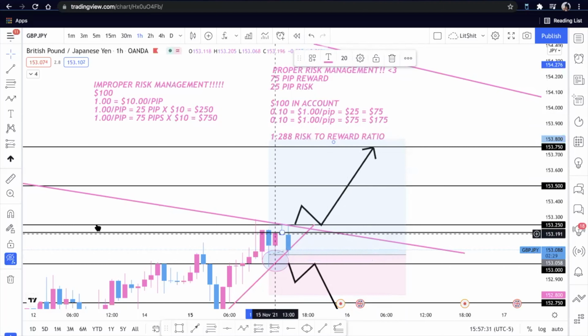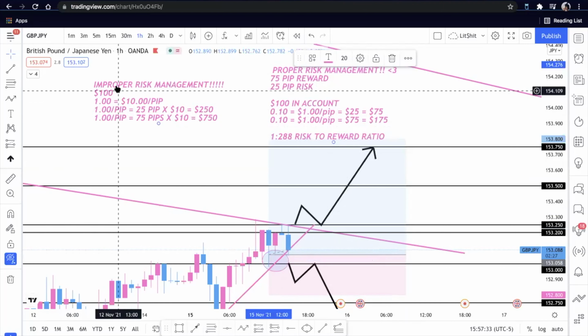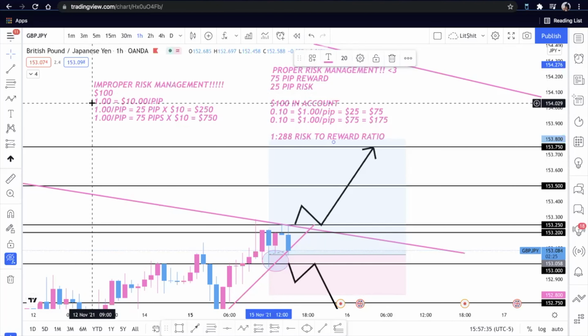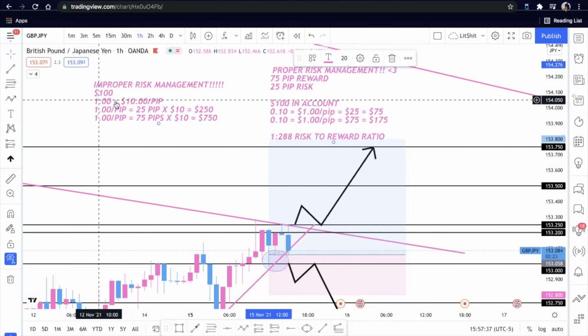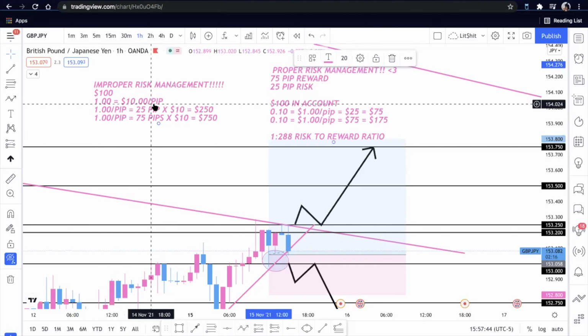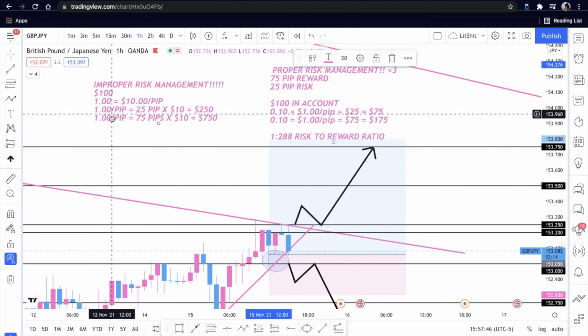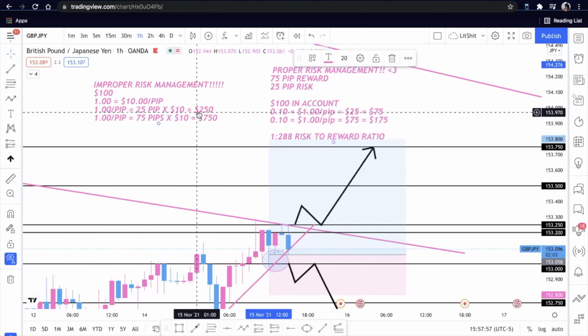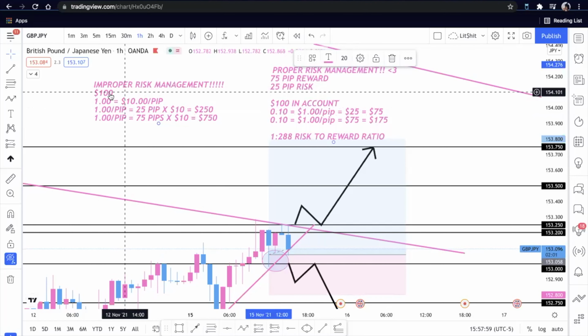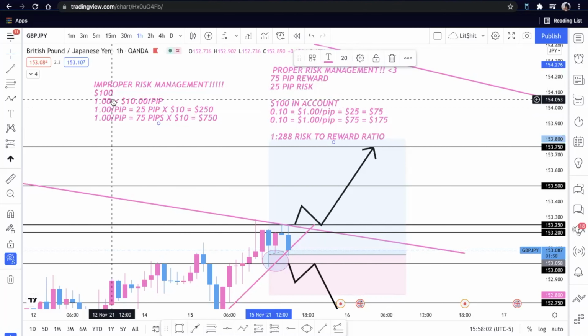Improper risk management would be having $100 in your account and you're doing a standard lot size of 1.00, which I told you is equivalent to $10 per pip. You do not want that, because if that trade hits your stop loss, already you would be losing $10 per pip times 25 pips, which is $250. And like I said, you only have $100 in your account.